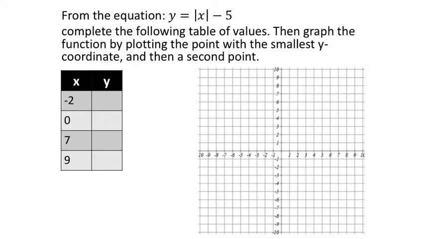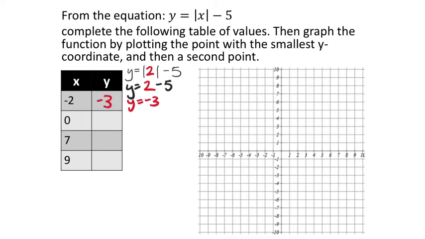So the equation, we got y equals the absolute value of x minus 5. Sorry, that's kind of small. That's a little bit bigger. And the first value they give us is x is negative 2, so I replace the x with negative 2. Now you can't put absolute values in these calculators, so I'm going to have to show some work. The absolute value of negative 2 is 2. It's 2 away from 0. And then I got 2 minus 5. Then finally y equals negative 3. 2 minus 5 is negative 3.